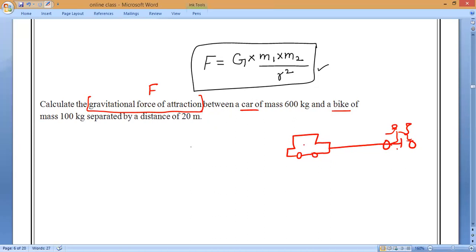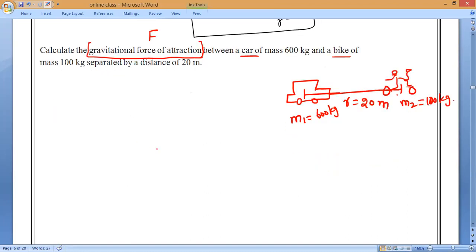They are separated by the centers. What is the distance? Distance is equal to 20 meters. The car mass M is equal to 600 kilogram. And what is the bike mass? 100 kilogram. Okay, that is what. They are asking the force of attraction. So given, neatly how to write it: given, mass of car is equal to capital M or M1, your choice, 600 kilogram.